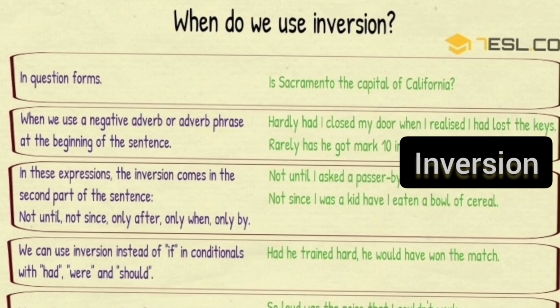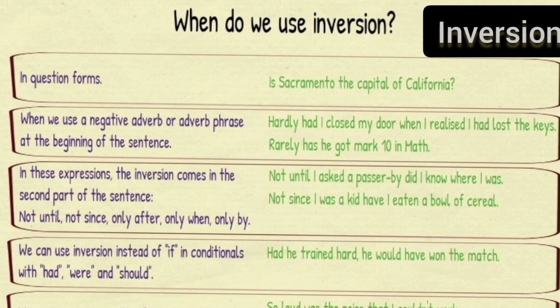Now let's come to when we use inversion. We use inversion in question forms. Also when we use a negative adverb or adverb phrase at the beginning of a sentence. Example: hardly had I closed my door when I realized I had lost the keys. Another example: rarely has she got mark 10 in maths.